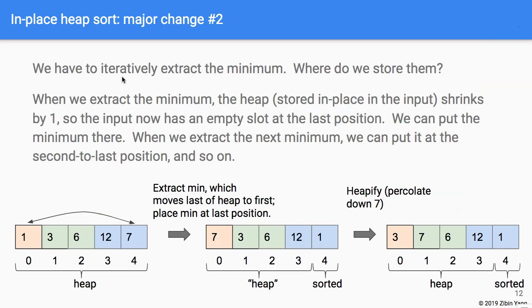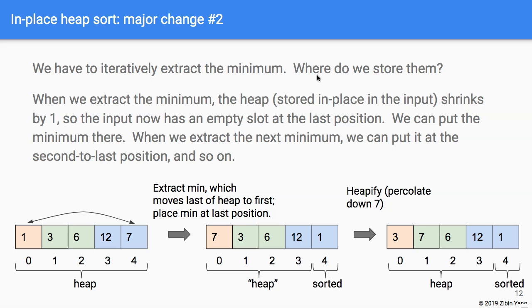Okay, so the second major change we have to make has to do with the fact that when we extract the minimums in a loop, we have a bunch of these sorted minimums. Where can we put them? We said we cannot use extra memory. So that could be a problem.